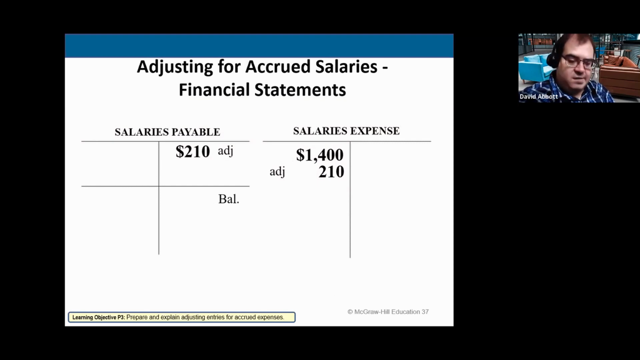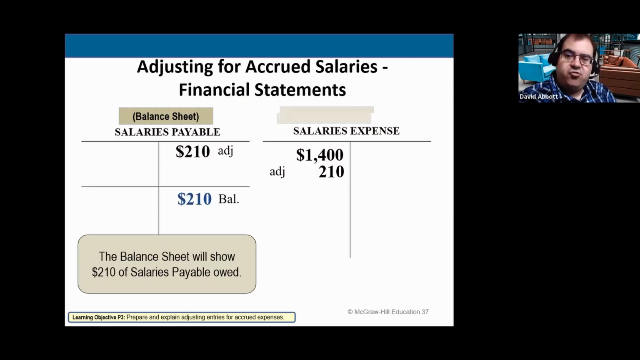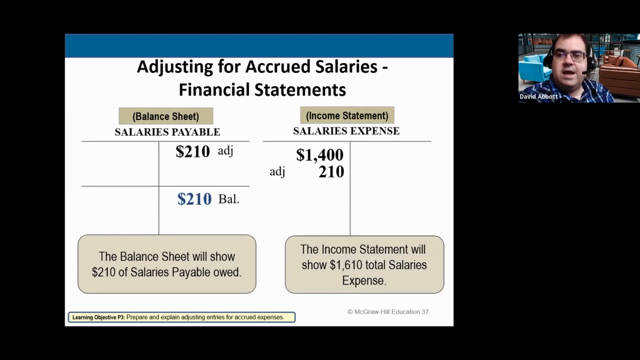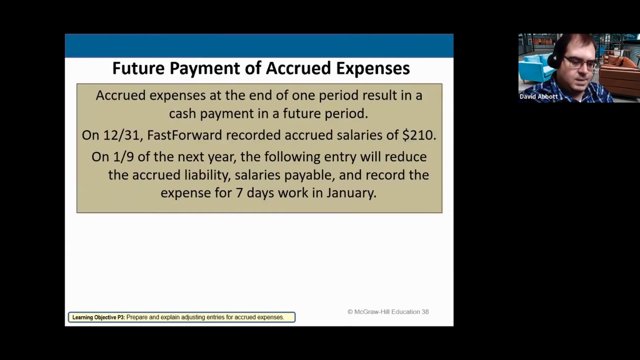So after the adjustment, we see that salaries payable has a balance of 210, and that's on the balance sheet. And then on the income statement, we add to what already was there, salaries expense of 1,400. We add to that by using a debit 210, and so then our expenses for the year were $1,610. Fast Forward recorded accrued salaries of 210.